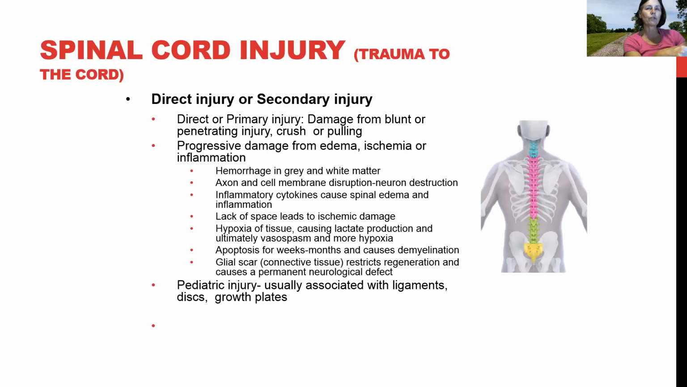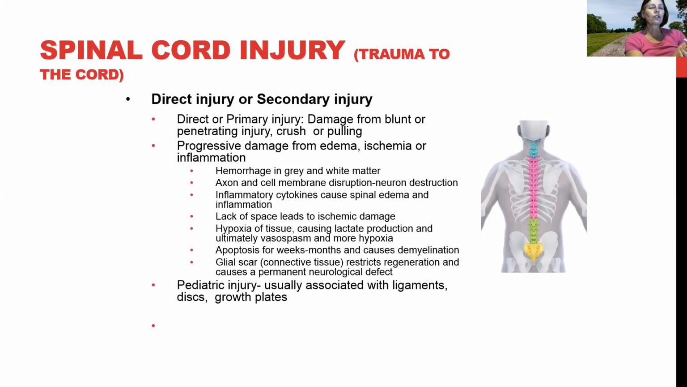We also know that there's two things that cause spinal cord injury. There's a direct injury and a secondary injury. The direct injury is the actual act of injury to the spinal cord, whether it was a knife, a gunshot wound, an ice pick, whether it was the pulling or crushing injury. That's the actual damage to the cord and the surrounding bones itself.